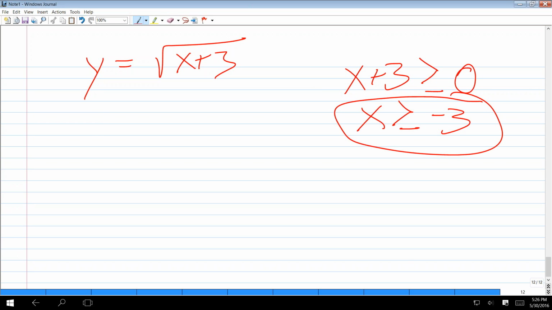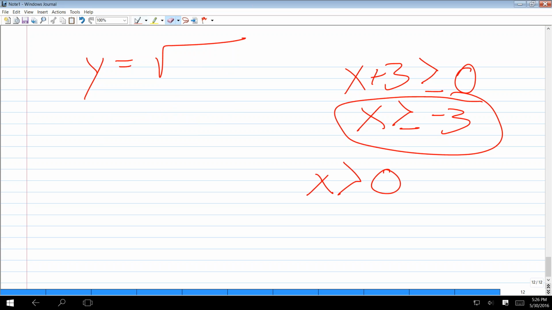There is a function that's more restrictive than the square root function, and that's the log function. If I give you this function, the inside has to be greater than 0. It can't even be equal to 0. So the log function is more restrictive than the square root function is.